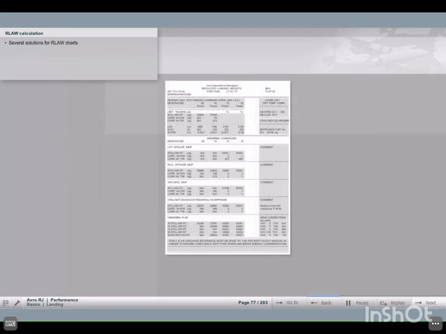Here you see another solution for an RLAW chart. Your operator may even have own customized charts.